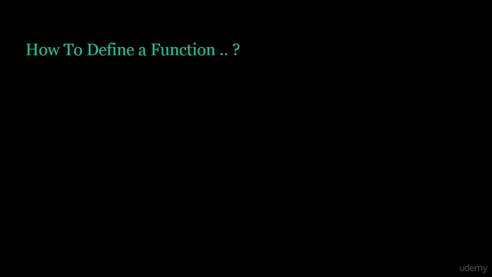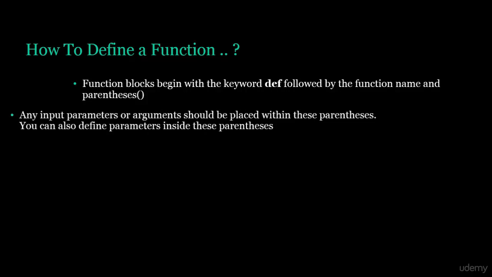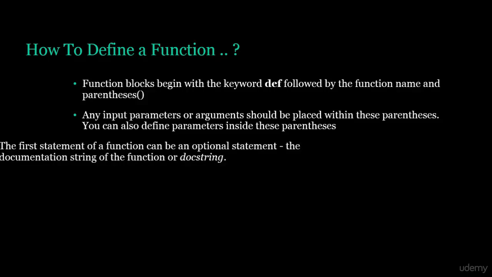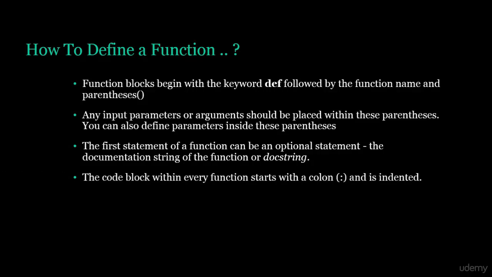How to define a function? How can we define our function? Function blocks begin with the keyword def followed by the function name and parentheses, like def sum, then parentheses. Any input parameters or arguments should be placed within these parentheses. You can also define parameters inside these parentheses. The first statement of a function can be an optional statement, the documentation string of the function, or docstring. You can put a docstring or not use it.